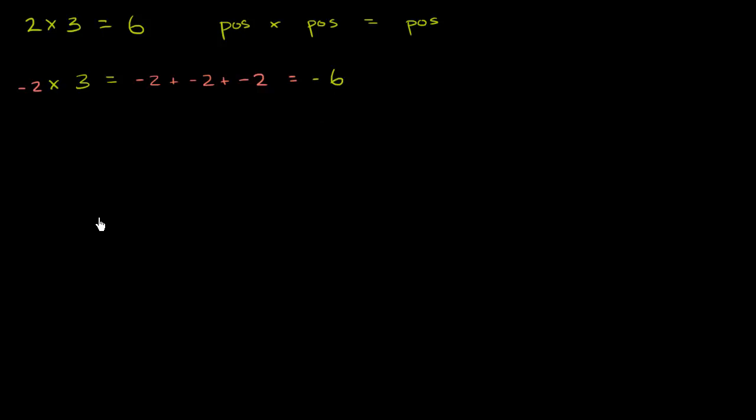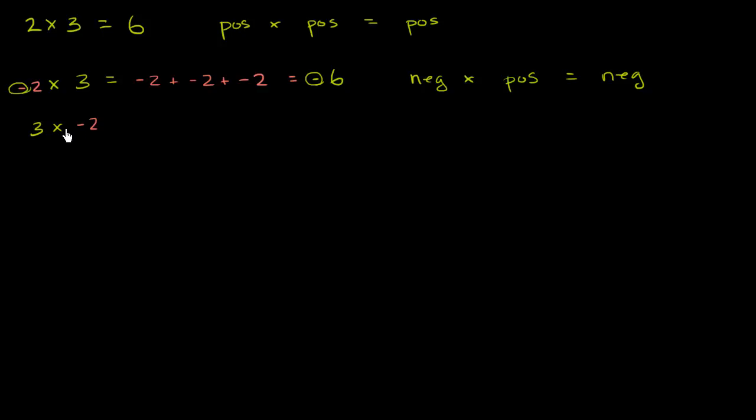Or another way to think about it is, if I had 2 times 3, I would get 6. But because one of these two numbers is negative, then my product is going to be negative. So if I multiply a negative times a positive, I am going to get a negative. Now what if we swap the order in which we multiply? So if we were to multiply 3 times negative 2.